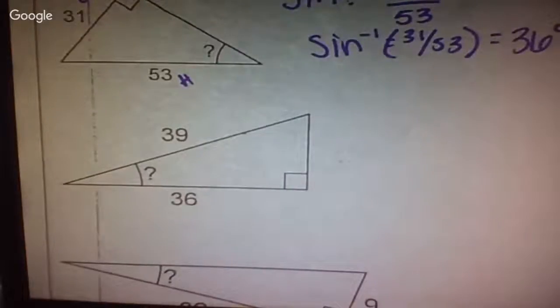Your opposite is the side that will never touch your reference. Your opposite side does not touch your reference angle. So the angle you're trying to solve for, your opposite side does not touch it.